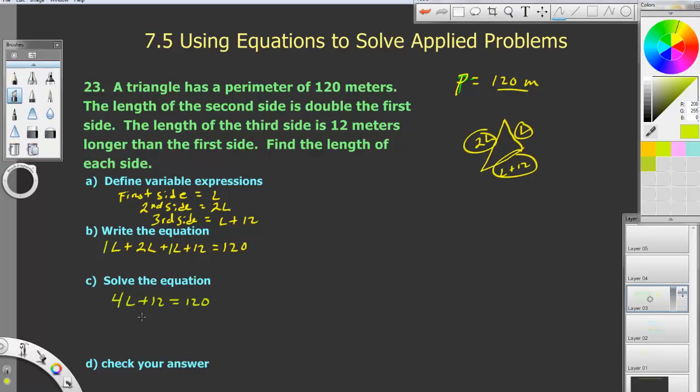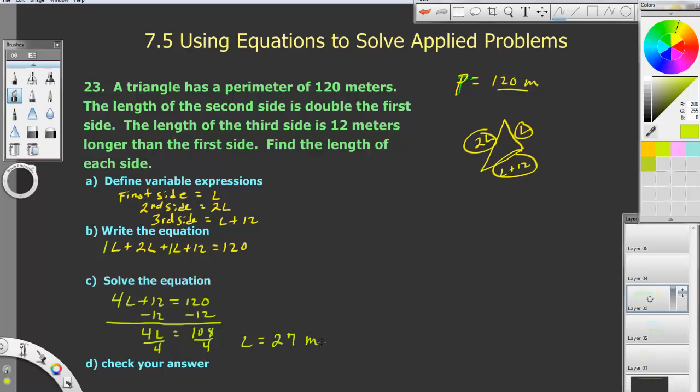This is a two-step equation. I'm going to solve this now. I subtract 12 from both sides. 4L equals 120 minus 12 equals 108. And then I divide both sides by 4. And L, if you divide 108 by 4, it goes in there 27 times evenly. So the length is 27.